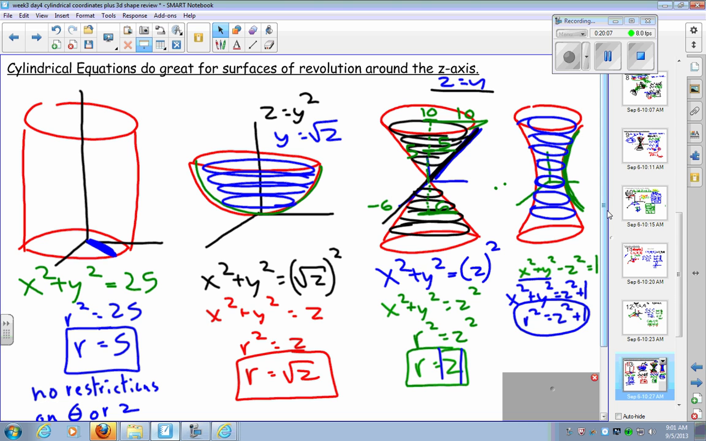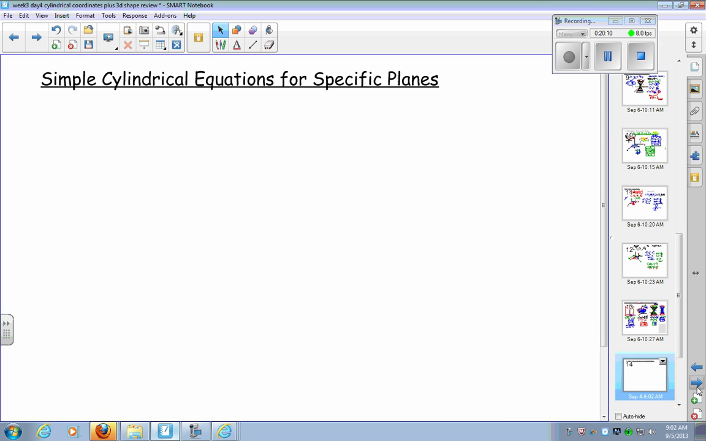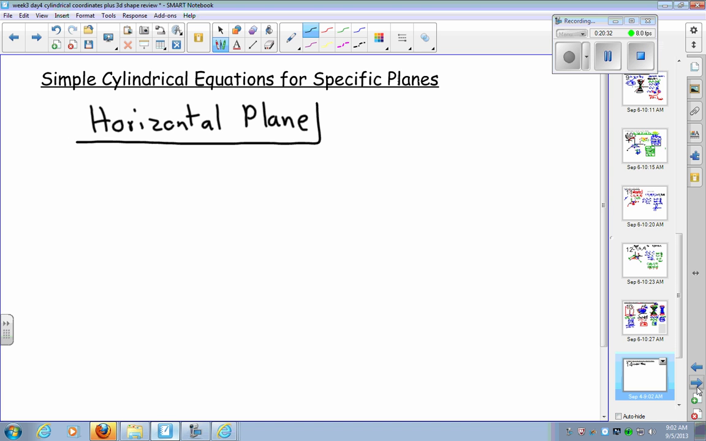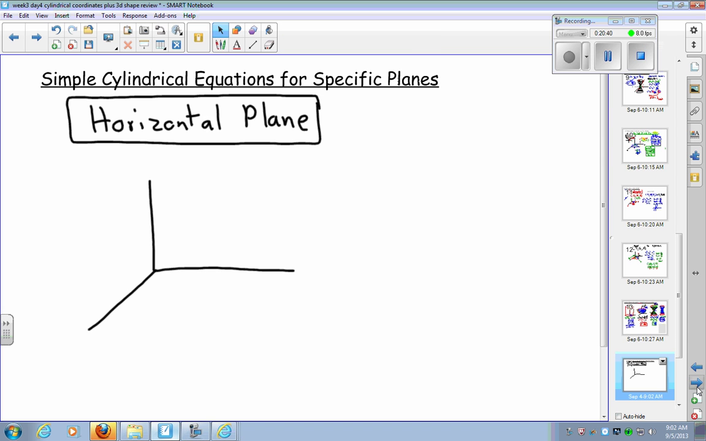And let's do one more slide before we call it good today. Oh, actually not. 2 more slides. Sorry about that. So it's actually really good. Cylindrical helps you a lot when you revolve around the z-axis, but it also helps you with a couple specific planes. The planes I'm referring to are the horizontal plane. Any horizontal plane is really nice to say in cylindrical. And you might go, well, that's dumb, because it's really nice to say in rectangular as well. So let's say I go up to level 5 and I have a ceiling.